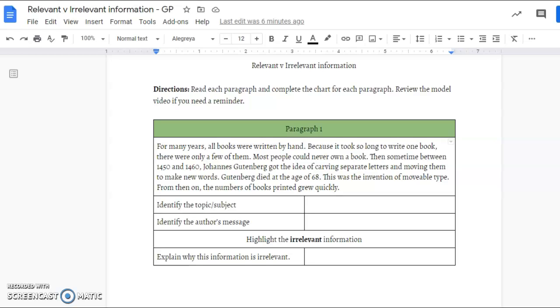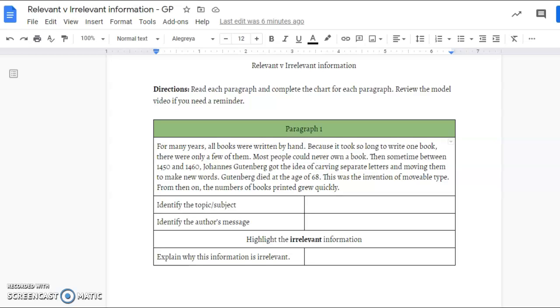For many years, all books were written by hand. Because it took so long to write one book, there were only a few of them. Most people could never own a book. Then, sometime between 1450 and 1460, Johannes Gutenberg got the idea of carving separate letters and moving them to make new words. Gutenberg died at the age of 68. This was the invention of movable type. From then on, the numbers of books printed grew quickly.